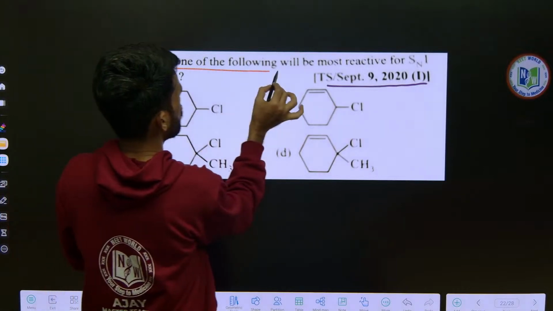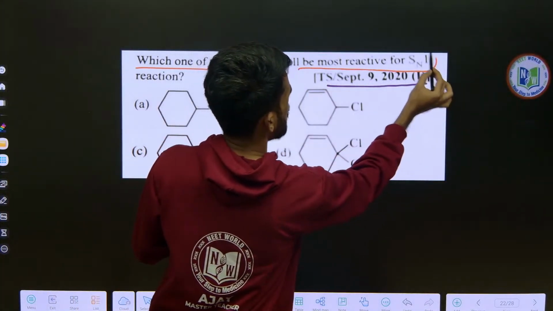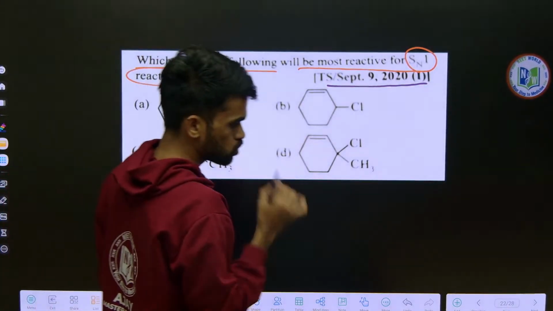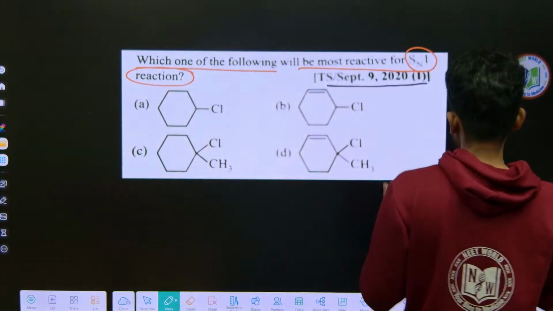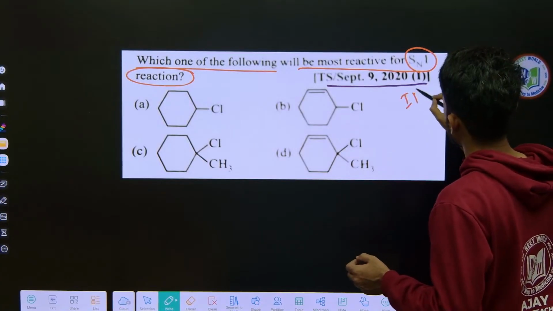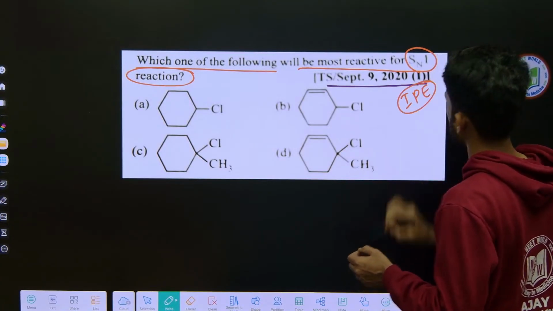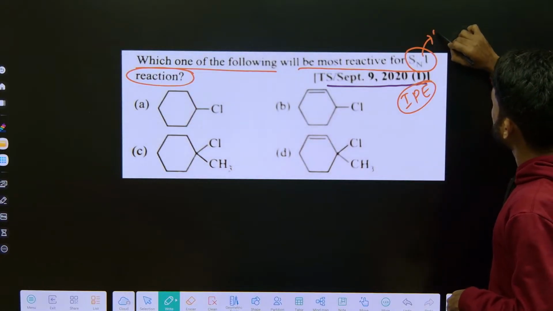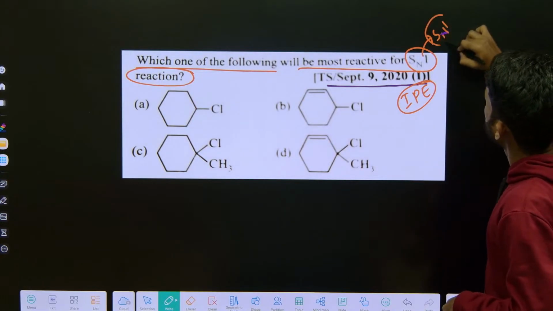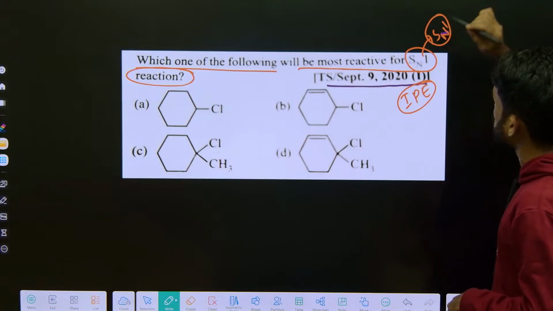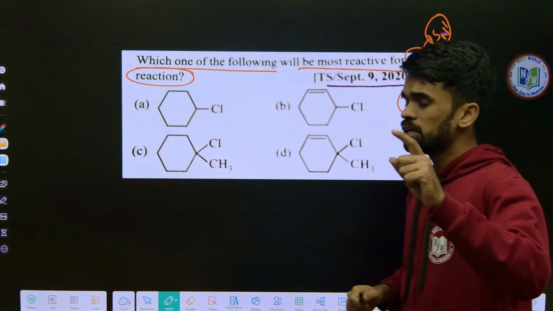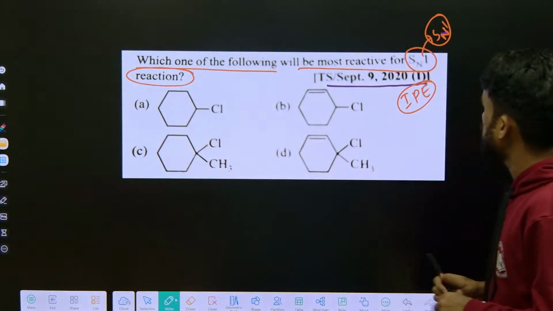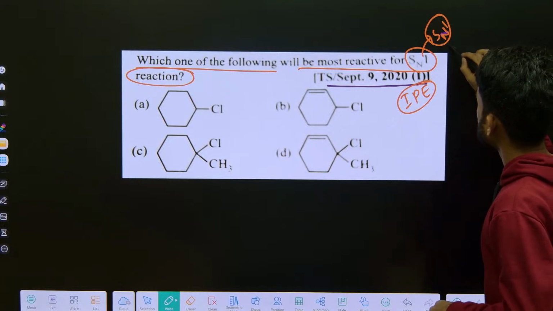Which one of the following will be most reactive for SN1 reaction? See, if you are a student preparing just for IPE, even then you could answer this question. How can you answer this? Because you will be studying the SN1 reaction as a part of your IPE exam, because SN1, SN2 reaction questions are definitely important for your IPE exam. So now tell me what you are studying there in SN1 reaction.